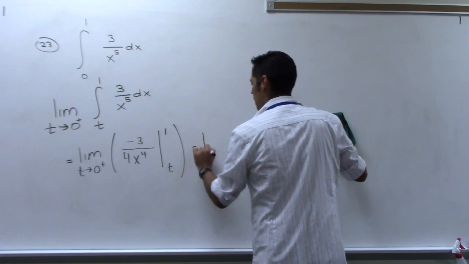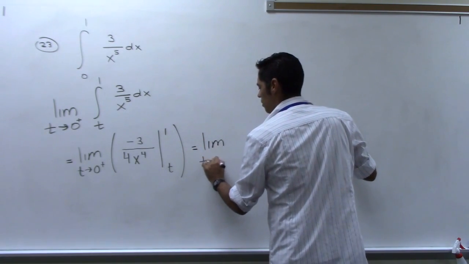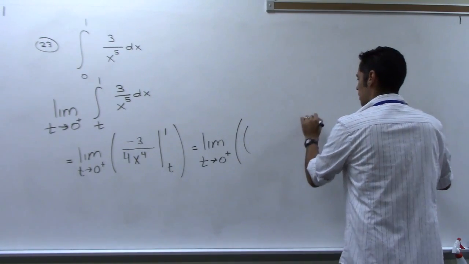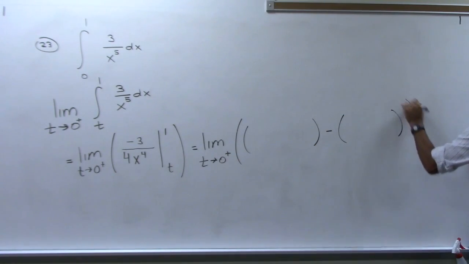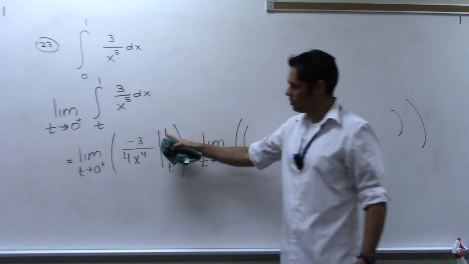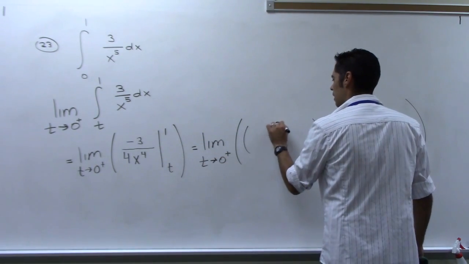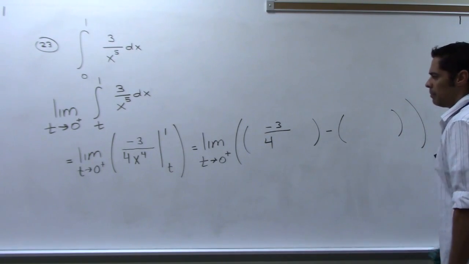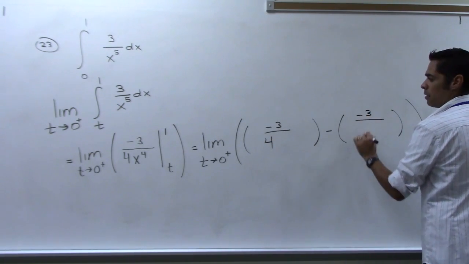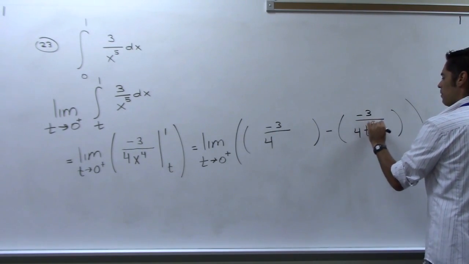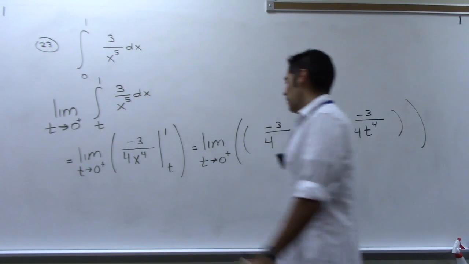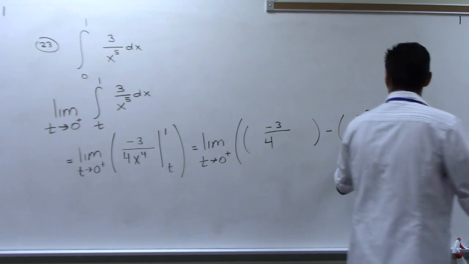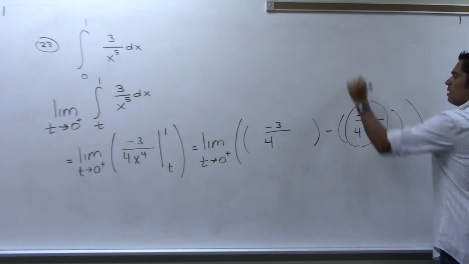And that equals the limit as t goes to 0 from the right of, and then we'll have our two pieces here. So let me plug 1 in first. So 1 into there would be -3 over 4, that's it. And when I plug in t, I get -3 over 4t to the 4th.